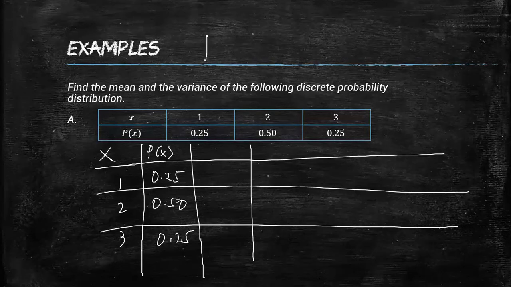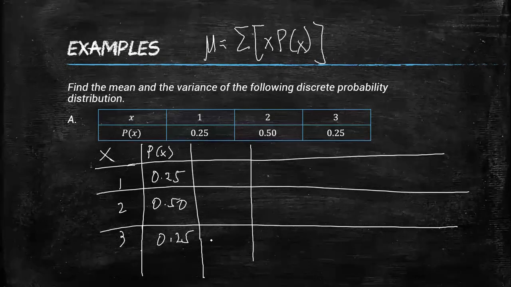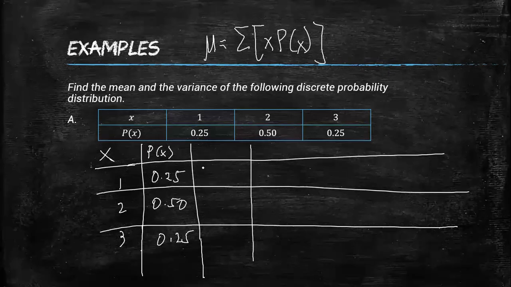Yung mean natin ay yung mu, right? Mu is equal to the summation of x times p of x. Okay? So, yan siya. Ngayon, class, using this given, magsosolve tayo ng mu and ng sigma squared using table. Okay? Mas madali ang pag-solve dito, class, pag naka-table.